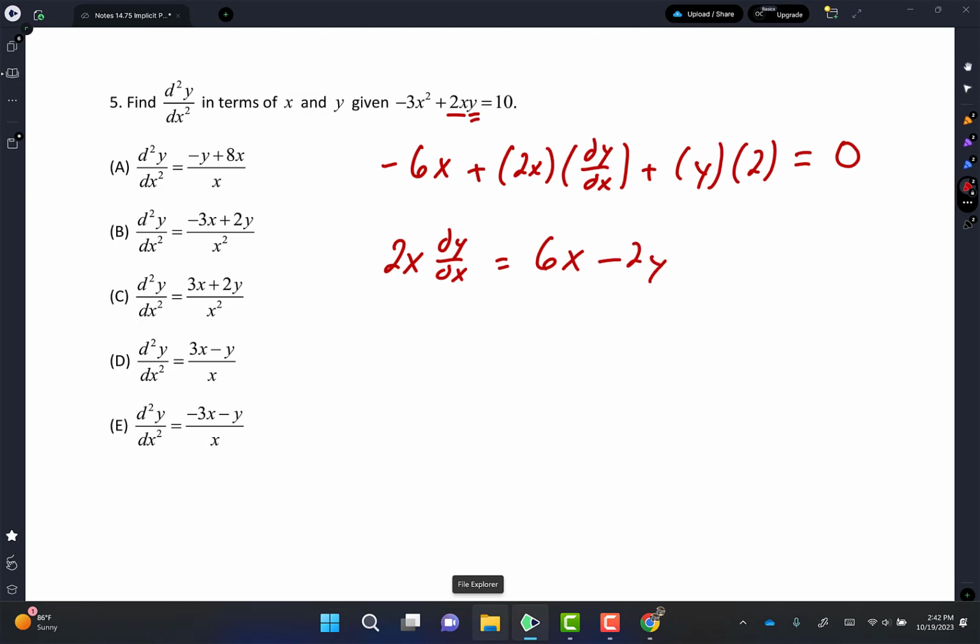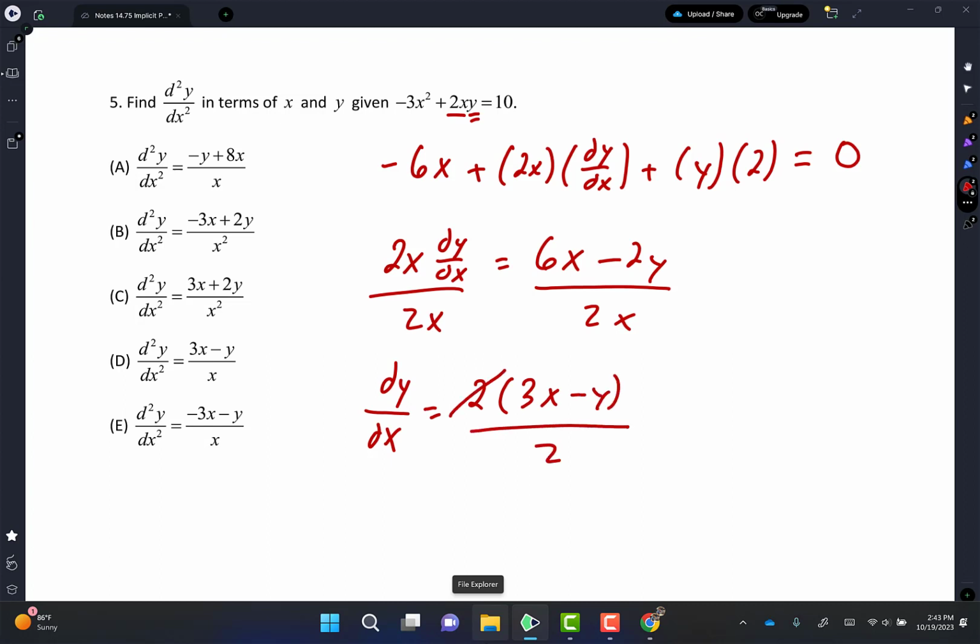What am I going to do now? Divide by 2x. You could leave it like this. But what am I going to factor out in the numerator? A 2. That way I can cancel out a 2. Are we okay? If I don't put the x, it's wrong. But then you have to find a second derivative. Yes. That's not the answer yet.